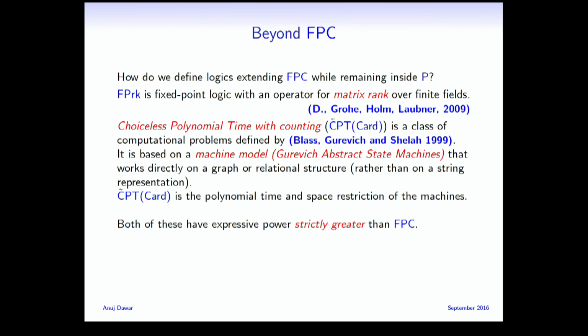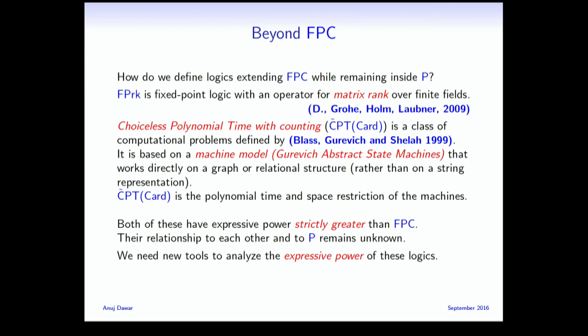Both of these, fixed point with rank and choiceless polynomial time with counting, can be proved to be strictly more expressive than fixed point with counting. But their relationship to each other and their relationship to P, I think, all remain open questions. We don't know that either of these includes the other. We don't know that either of them is properly included in P.